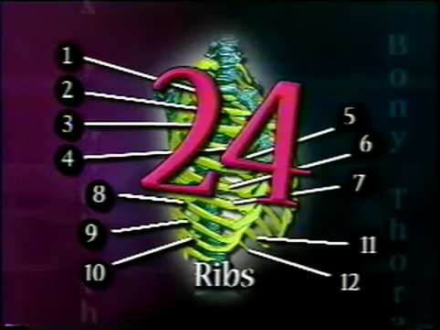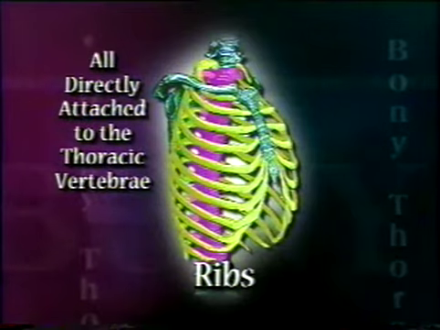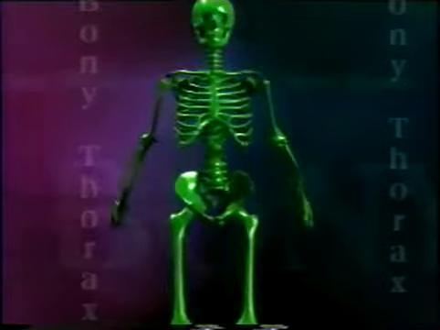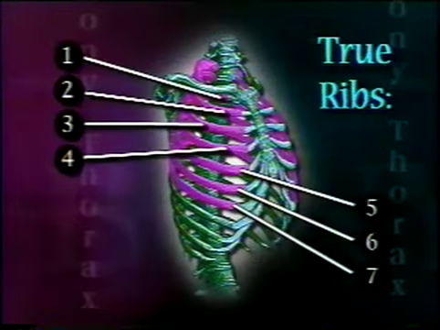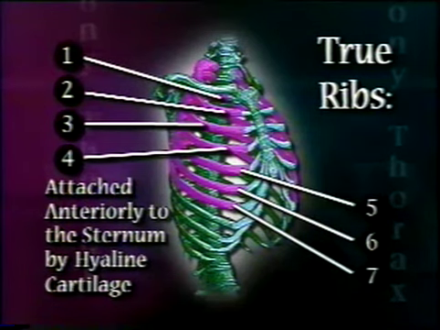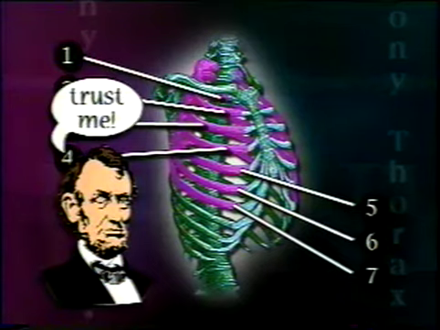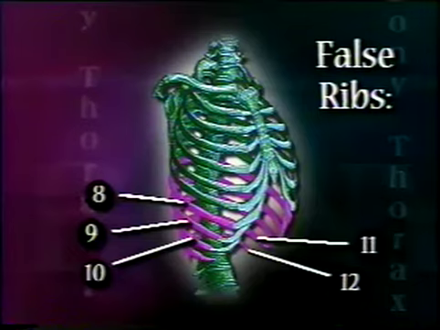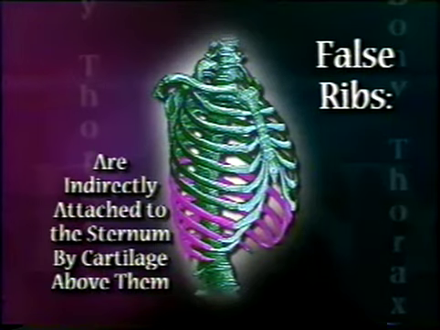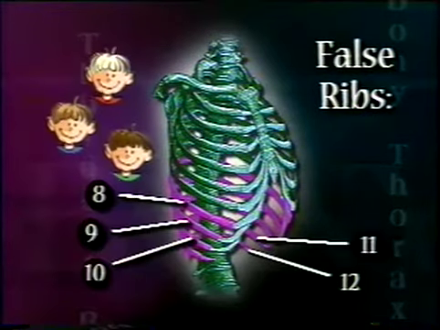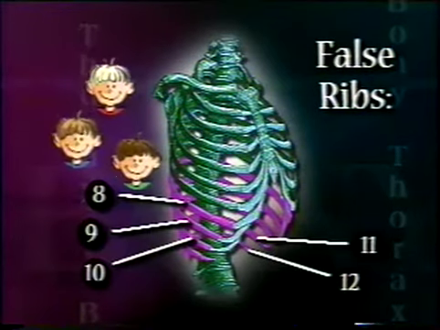The ribs are all directly attached to the thoracic vertebrae, but not the sternum. The first 7 ribs are called the true ribs. The true ribs are attached anteriorly to the sternum by hyaline cartilage, a special type of cartilage, and they are, of course, as stalwart and honest as Abe Lincoln. The last 5 ribs are known as false ribs. The false ribs are indirectly attached to the sternum by cartilage located directly above them. They are also as wily and dishonest as the pickpockets from the musical Oliver.